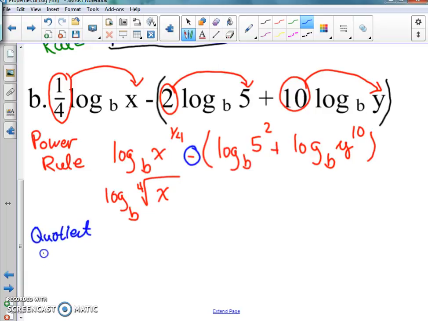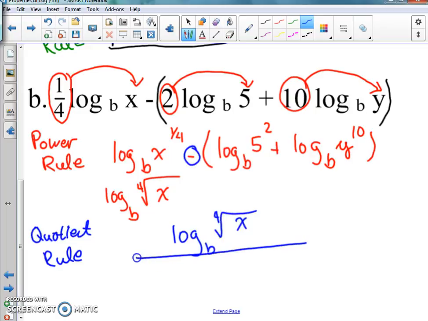Alright, so again, write the quotient rule here. And we're going to take this part here and we're going to put it on top and then divide it. We're going to divide all of that. Bam! And if you want to, you can put the parentheses back down there again, which I'm going to do.